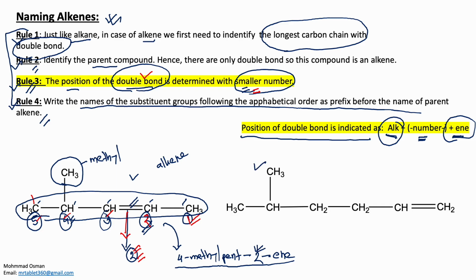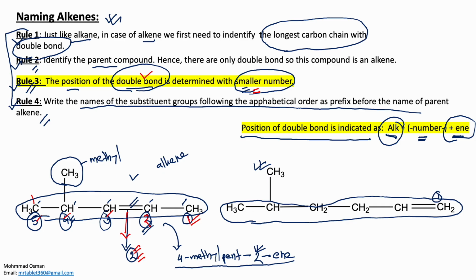Let's move to this compound. Now let's find the longest continuous chain with a double bond. Definitely this is the longest chain with the double bond. Definitely this is an alkene because only a double bond is present. Now let's position the double bond. Definitely we will start numbering from here: 1, 2, 3, 4, 5, and 6.